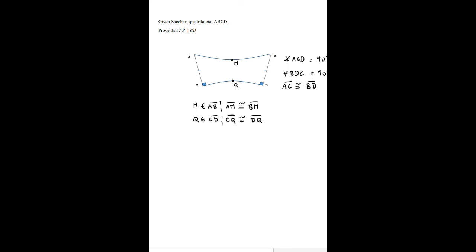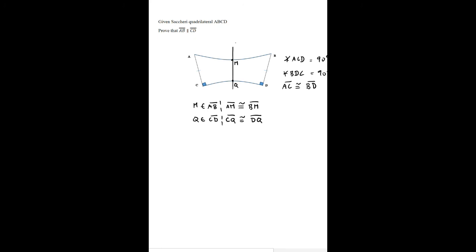Okay, so now we've created the midpoint for the summit and the midpoint for the base. I'm going to construct a line that joins both midpoints and goes through the base and through the summit. And there's a reason for that. So we're going to go ahead and create a line. It's going to look somewhat like that.